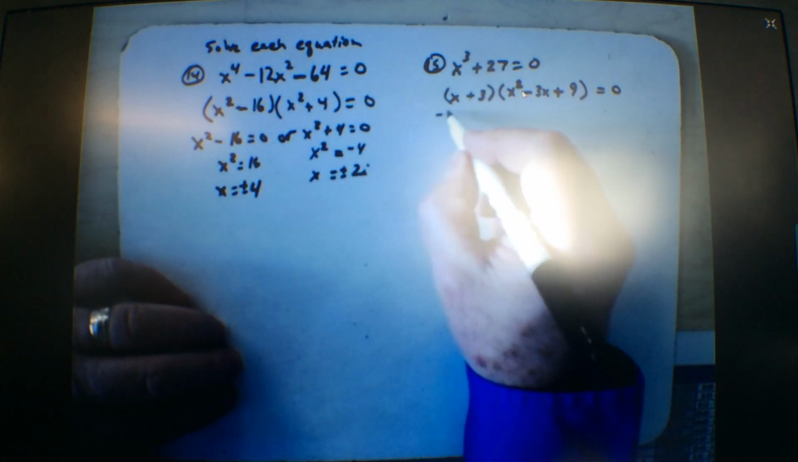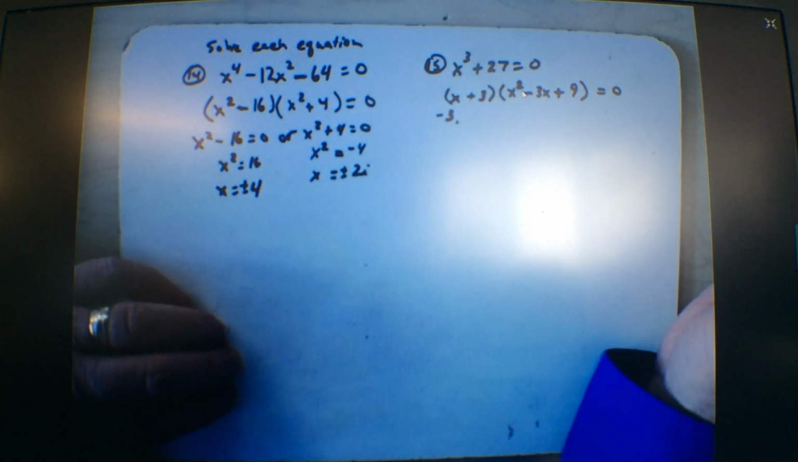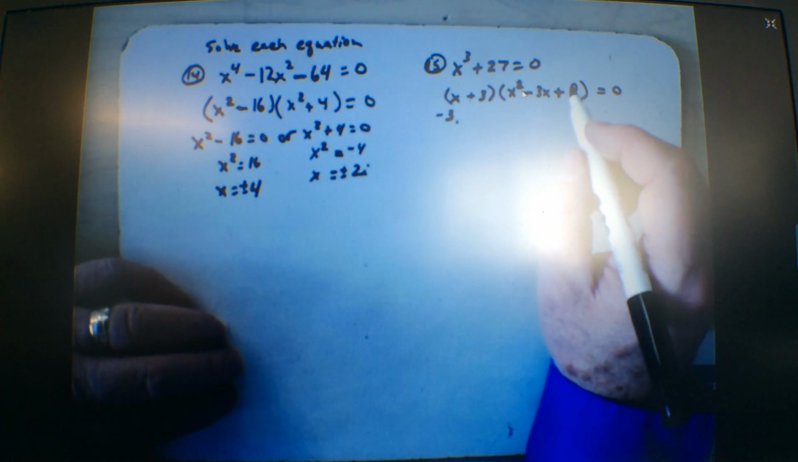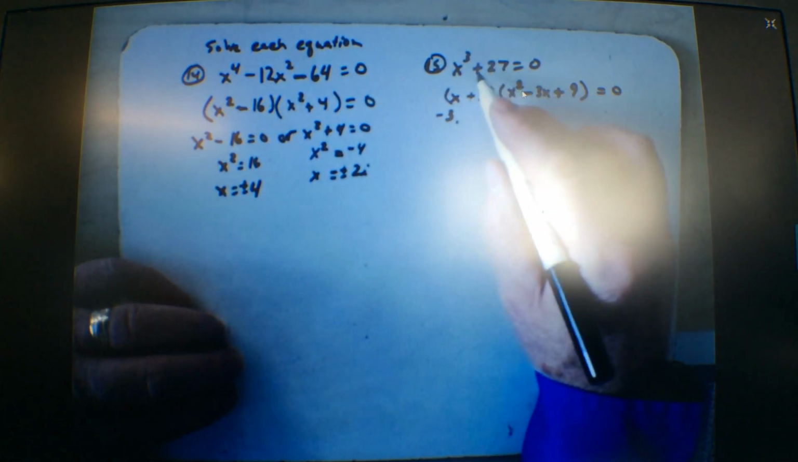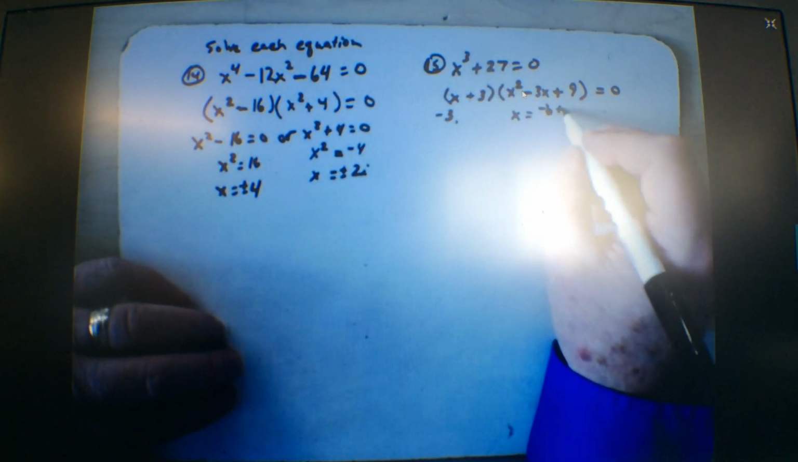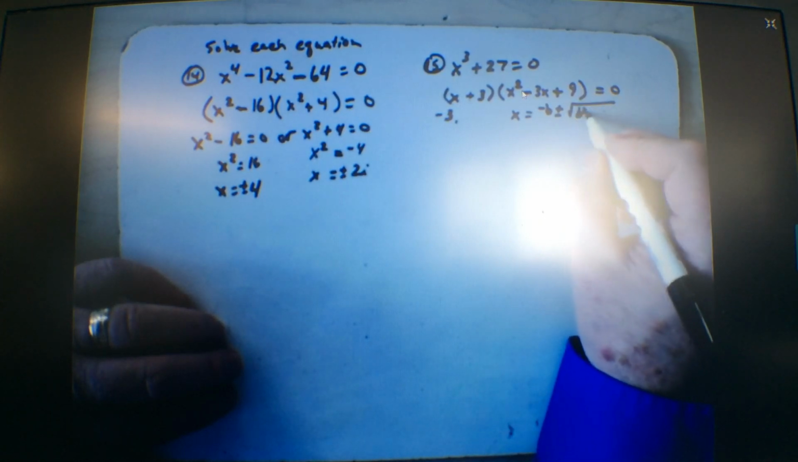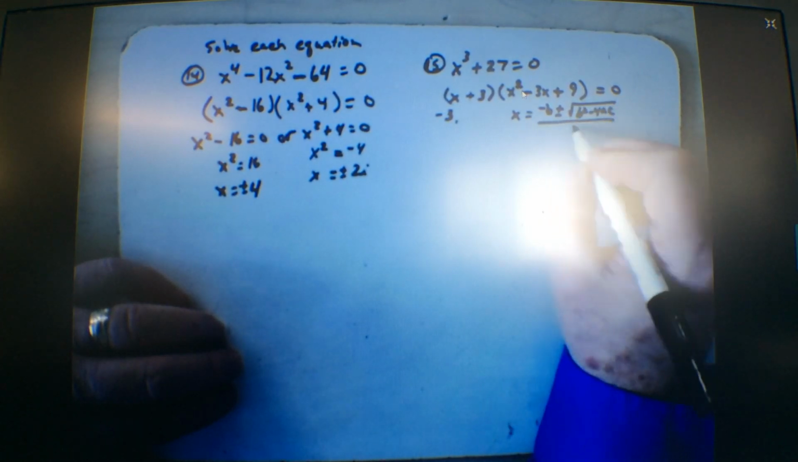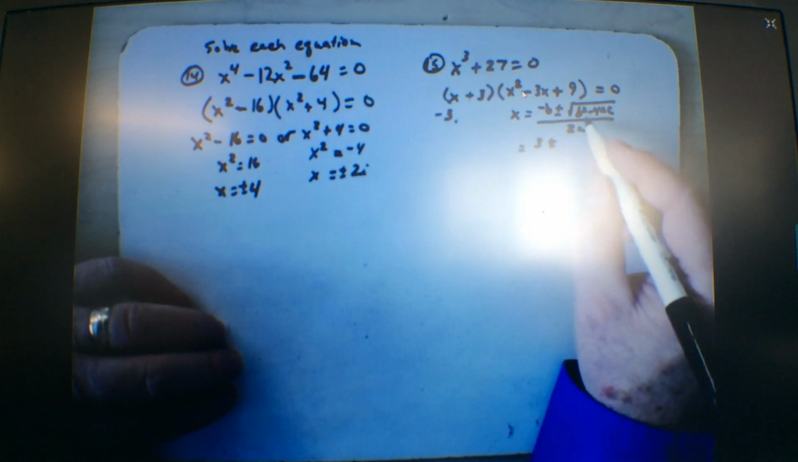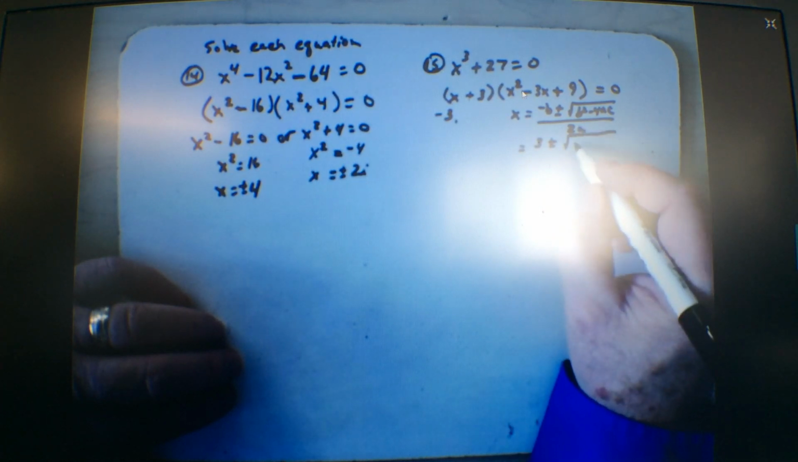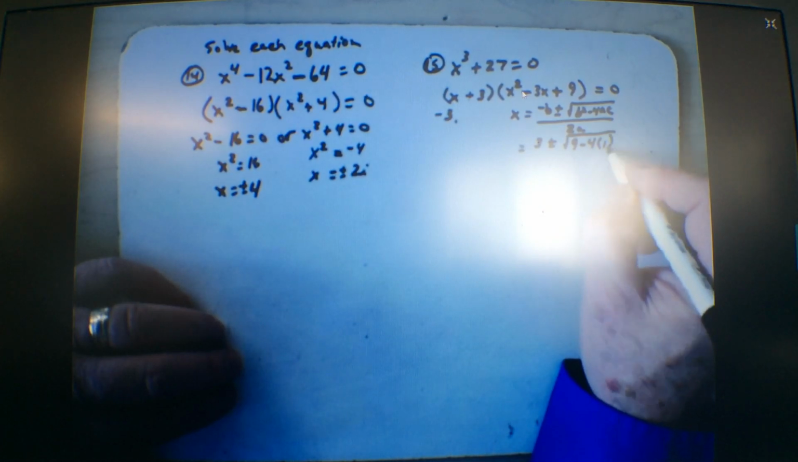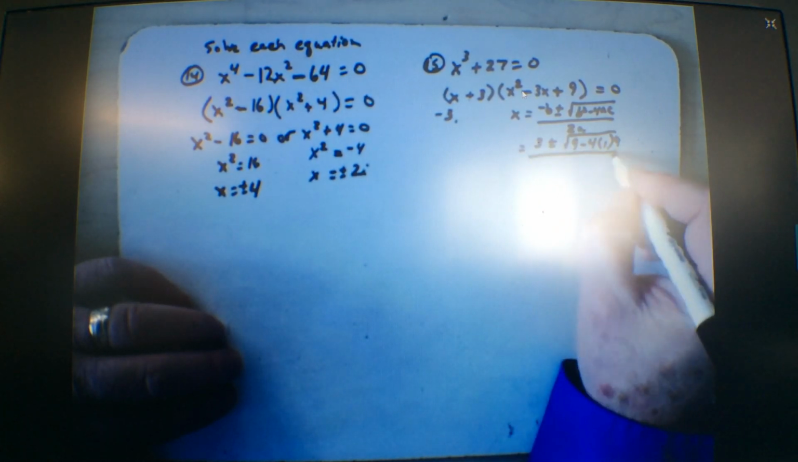The answer to this one is negative 3. Do you all agree? The answer to this one is it is not factorable. You must use the quadratic formula, always, if it's a cube. So I go x equals negative b plus or minus the square root of b squared minus 4ac, all over 2a. So I get negative b, which is 3, plus or minus the square root of b squared, which is 9, minus 4 times a, which is 1, times c, which is 9, all over 2 times 1.